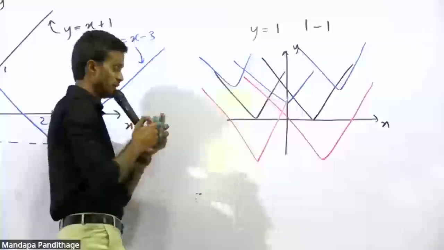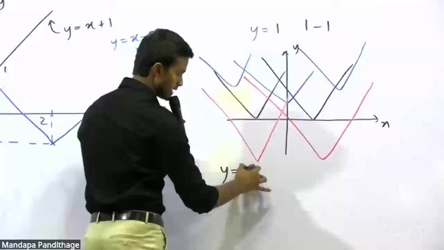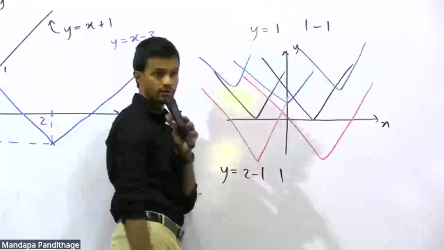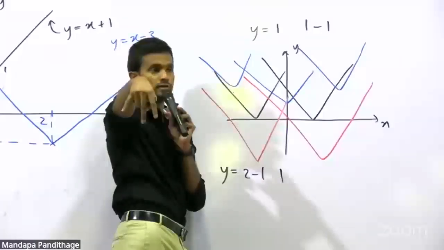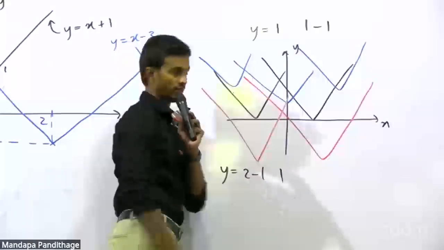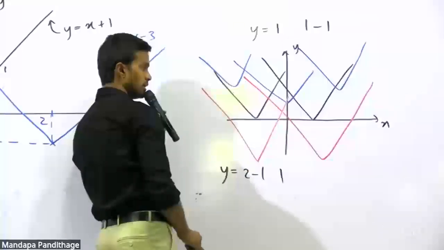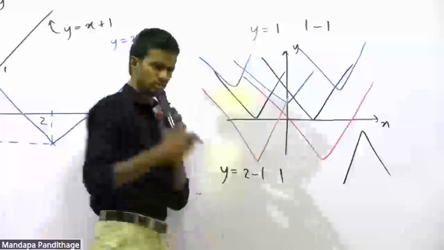And if you can remember, when there is a minus coefficient in front of the modulus, what happened to the graph? The V-shaped graph was mirrored in the opposite way. So when you have a minus in front of the modulus, the graph should be in this shape. Clear? So those are small things.